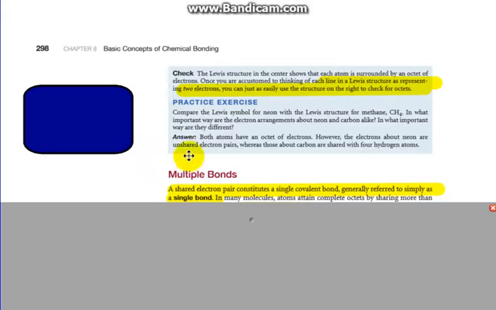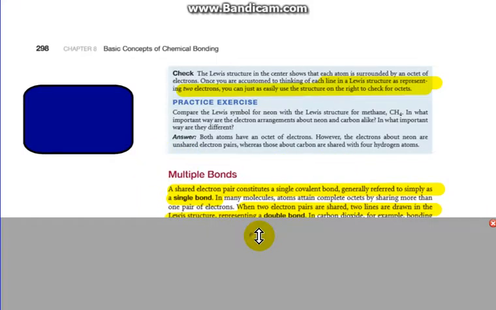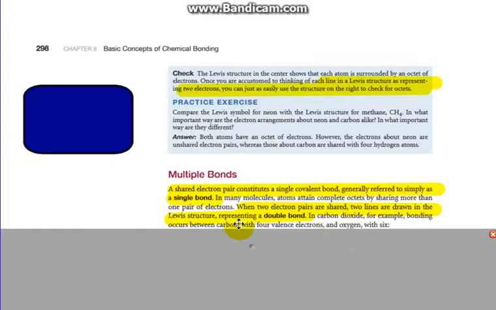Okay, lastly, so look, we have single bonds. We could also have multiple bonds, depending upon what we need to do to get an octet. A shared electron pair constitutes a single bond, generally referred to as a single bond. In many molecules, atoms attain a complete octet by sharing more than one pair of electrons. When two electron pairs are shared, two lines are drawn in the Lewis structure representing double bonds.